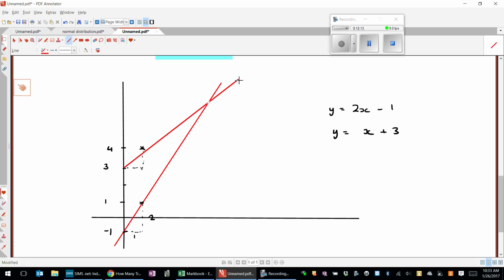Now I'm going to draw it slightly differently, just because I want to show that they will cross. How do we know they will cross at some point? Because the gradients are different. Different gradients.